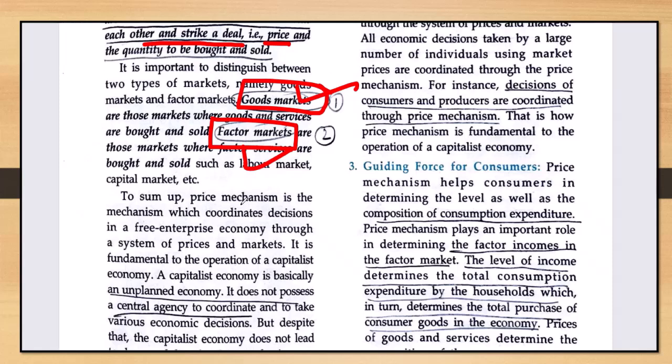Obviously, when you need to produce any goods and services, you cannot produce without the factors of production. What are the four factors of production? Land, labor, capital, and entrepreneur. These are the four factors of production. So there has to be some market where we can go and get the labor, where we can go and get the capital. The market where the buying and selling of the factors of production takes place is known as the factor market. Okay.